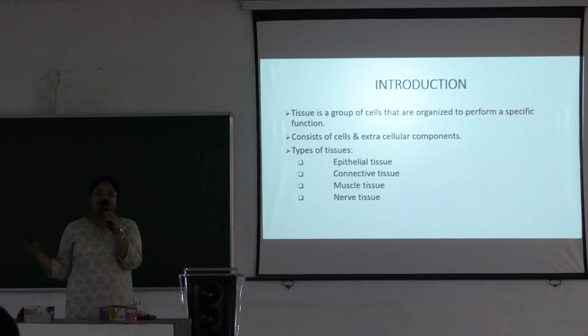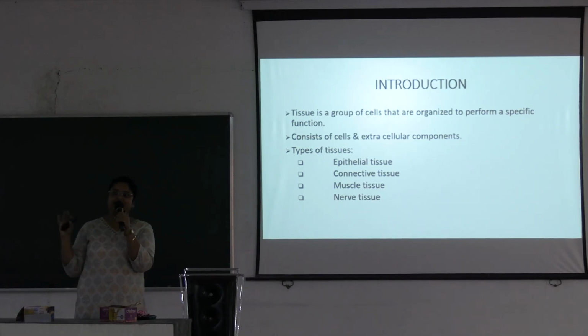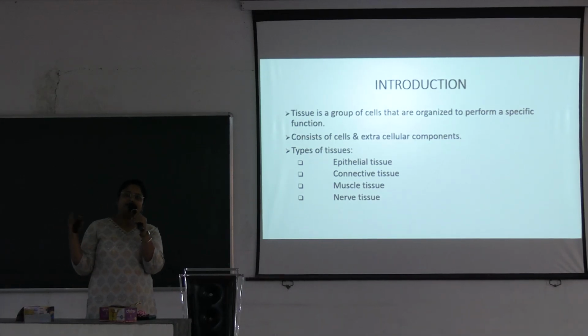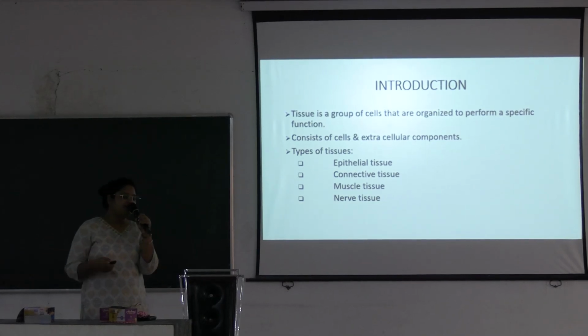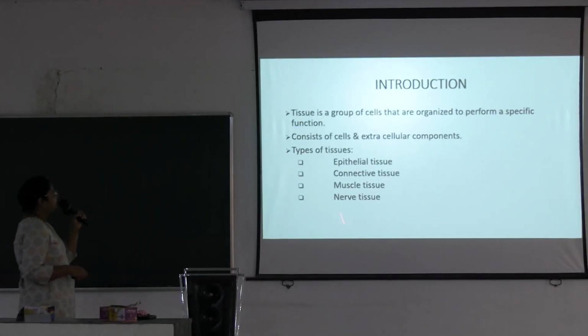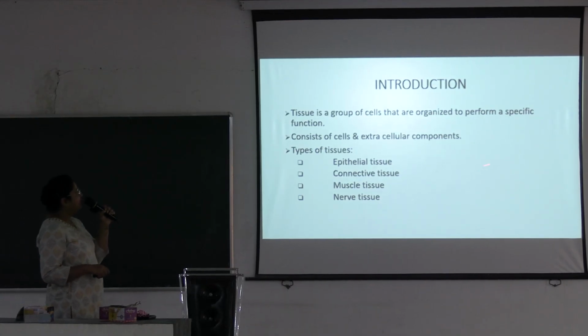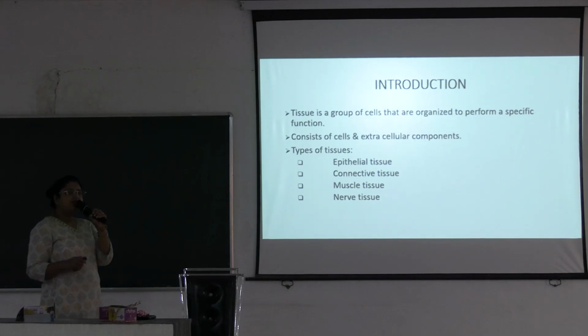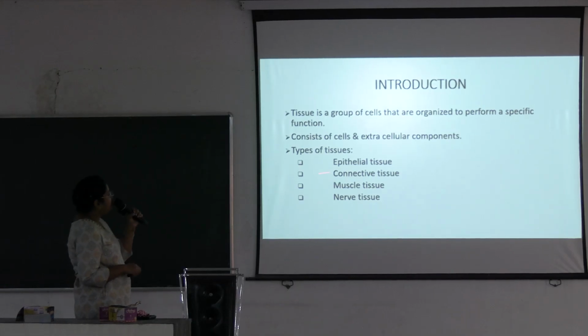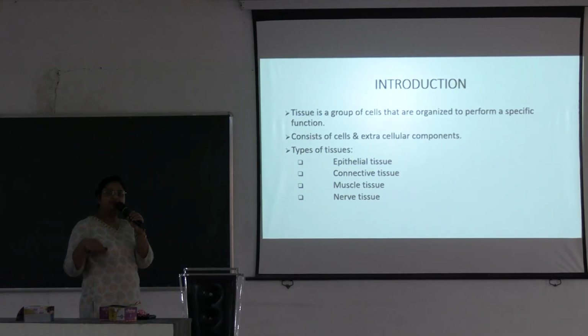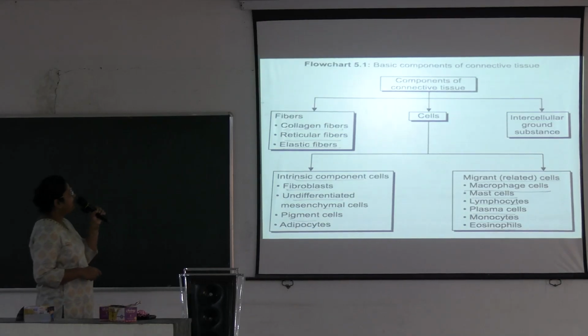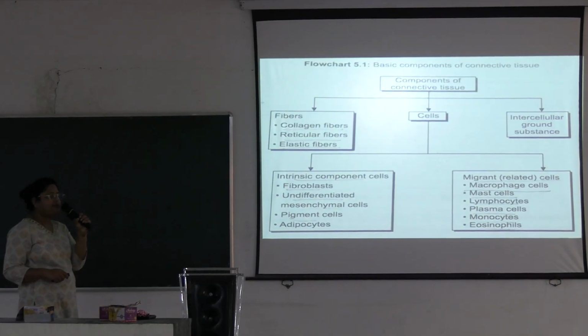You have read during the cartilage, there were chondrocytes, cartilage cells, and extracellular matrix formed by the proteoglycans like this. Okay. So, these are the different types of tissues: epithelial tissue, connective tissue, muscle tissue, and nerve tissue. So, among these, we are discussing the connective tissue today. So these are the components of connective tissue.